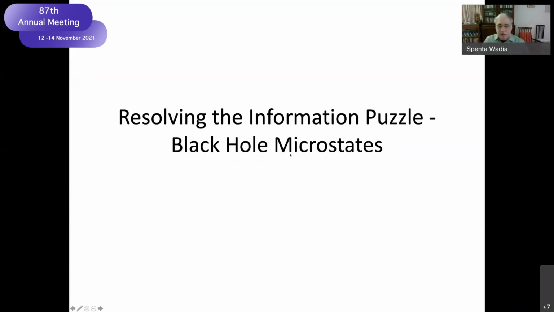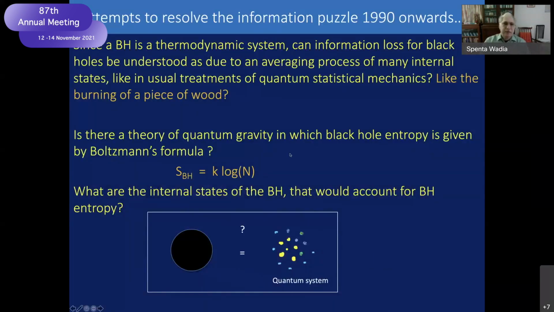Okay, so now we come to resolving the information puzzle by black hole microstates. Okay, so this is one attempt to resolve the information puzzle, which is more or less from 1990s onwards. There's a long history to it all, and I'll just summarize it in one slide.